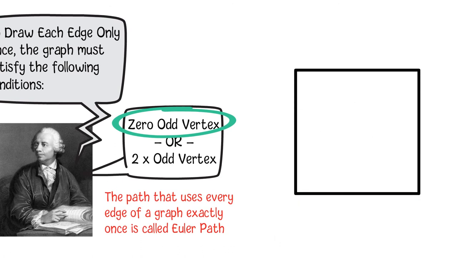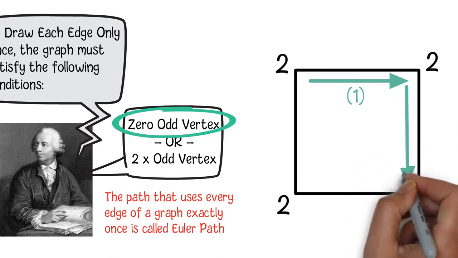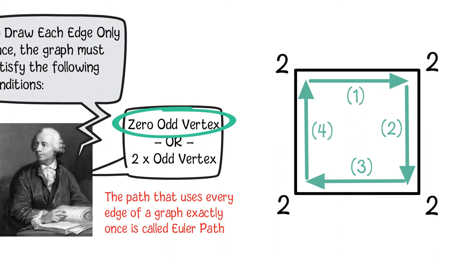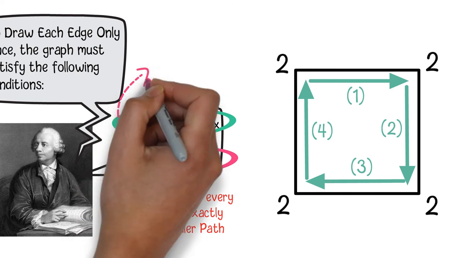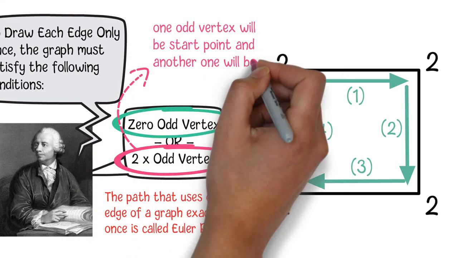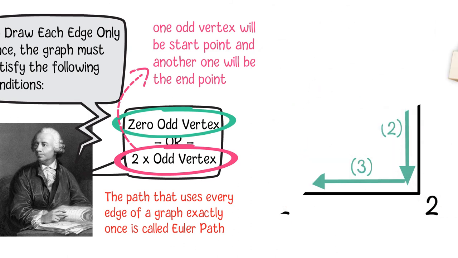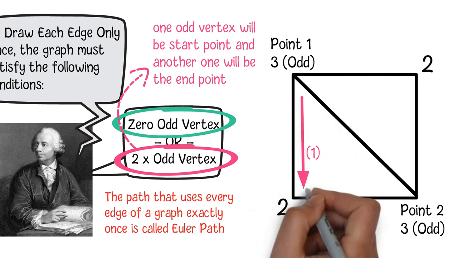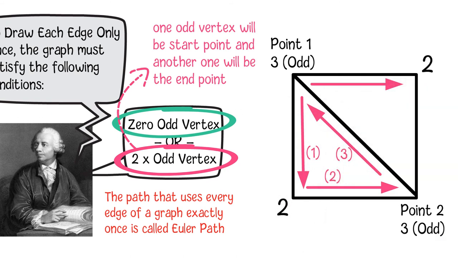Let's check this example to see if it can form an Euler path. There are no odd vertices in this graph, so we can start from any point, and it will end up coming back to this point to complete the Euler path. On the other hand, if the graph has two odd vertices, to successfully complete an Euler path, one vertex is used as the start point and the other will be the end point. Let's see this example. There are two odd points in this graph. We can use point 1 as the start point and the end point will be point 2. For any other cases, there is no way to complete the Euler path without removing the pen from the paper.